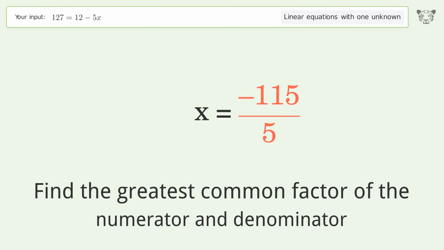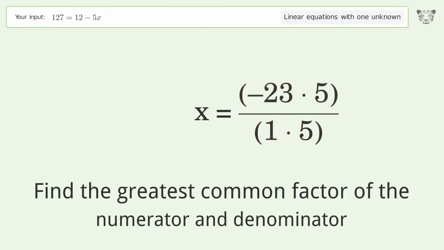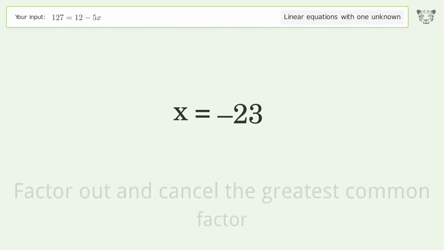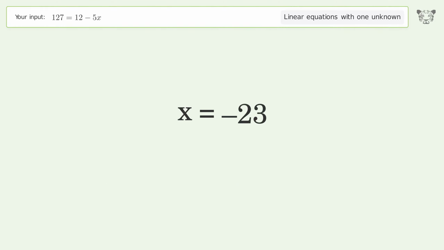Find the greatest common factor of the numerator and denominator. Factor out and cancel the greatest common factor. And so the final result is x equals -23.